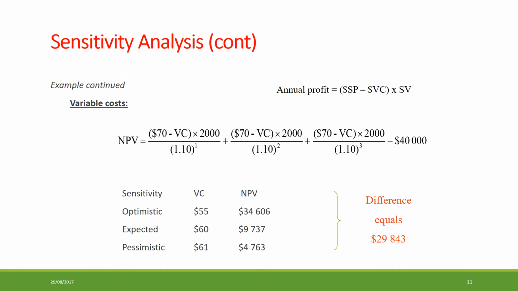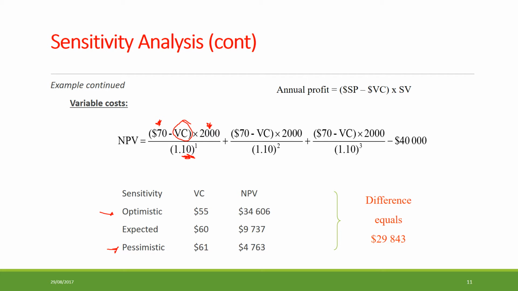We next look at variable costs, right? So here we do the same exercise. We fix all the other variables. We fix the sale price at the expected level, $70. We fix the estimate for the sales volume at 2,000 units. Our cost of capital doesn't change. We want to only change the variable cost estimates, and we want to see how the NPV varies when the variable costs vary. We do the same thing.